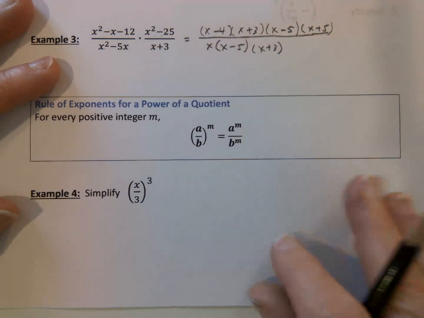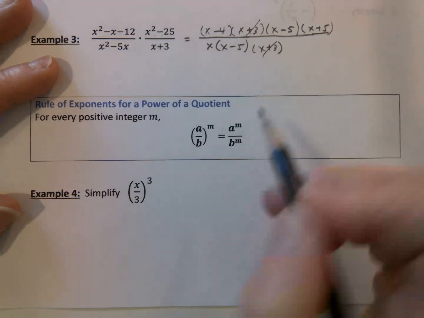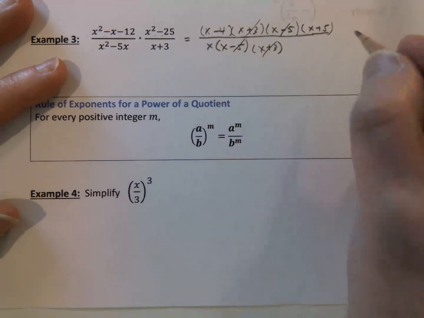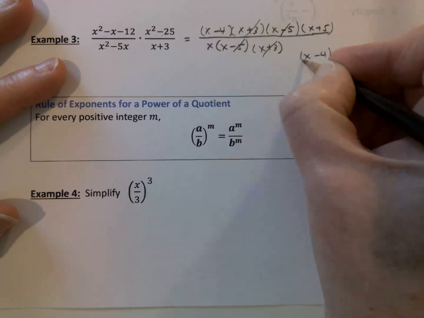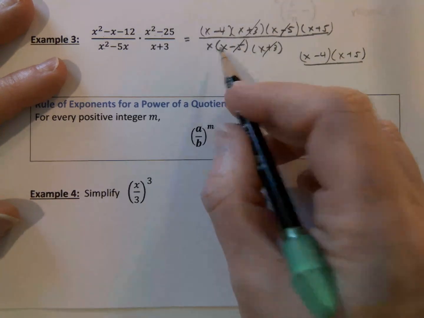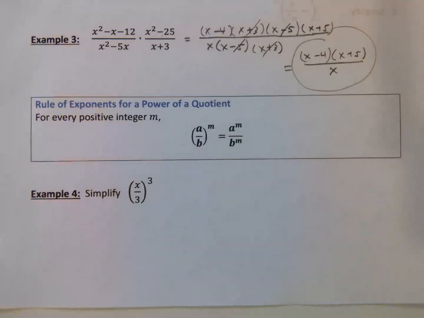So now that they're completely factored, I can go through and cancel out common factors. They have x plus 3 in common and an x minus 5 in common. So what I'm left with on the top is x minus 4 and x plus 5. And what I'm left with on the bottom is just x. So there it is. And we leave it factored. You don't have to multiply it back through again. So that's multiplying algebraic fractions.